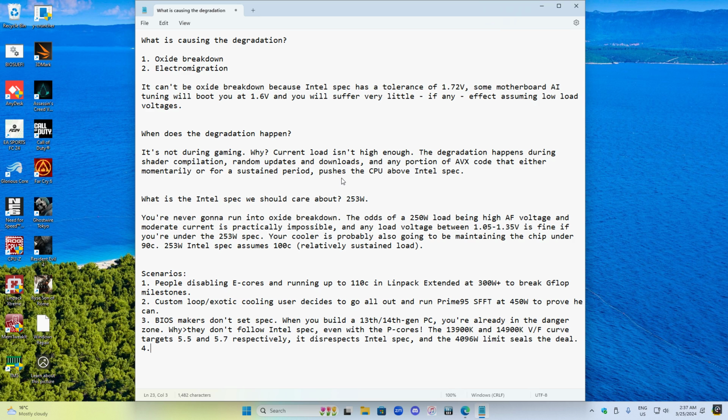So that's what happens. You're not degrading in game. You're not degrading on desktop. You're not degrading idle. You're degrading under load. The reason degradation happens is because of this limit being set. The 4096 watt limit is the primary issue.